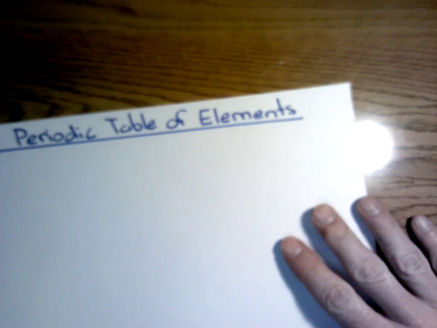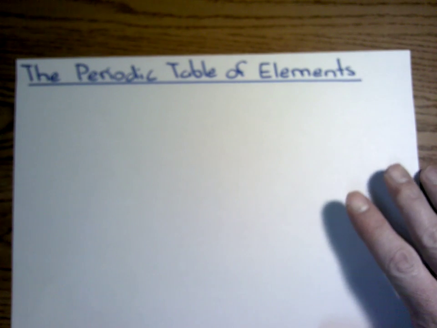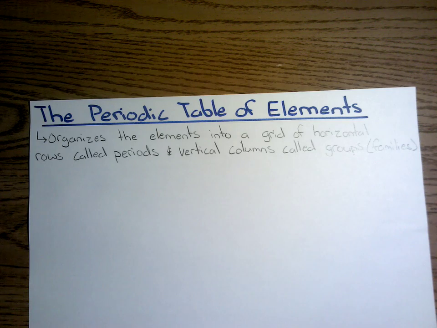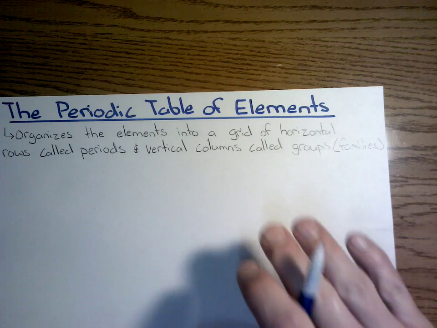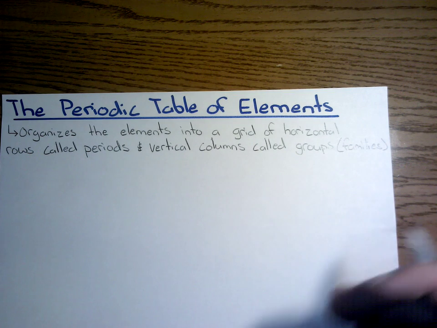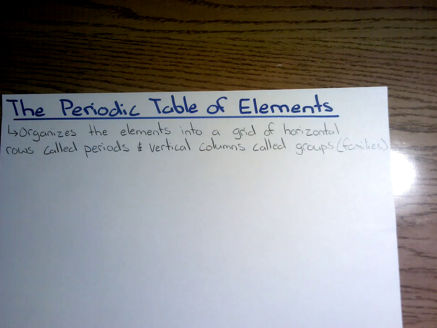Okay, so now that we've introduced what elements are, let's show you how they're organized. How we organize the elements is into the periodic table. The periodic table organizes the elements into a grid of horizontal rows called periods and vertical columns called groups. We also sometimes call these groups in the periodic table families. And we'll get into more detail about the specifics of the periodic table later on in a different chapter.